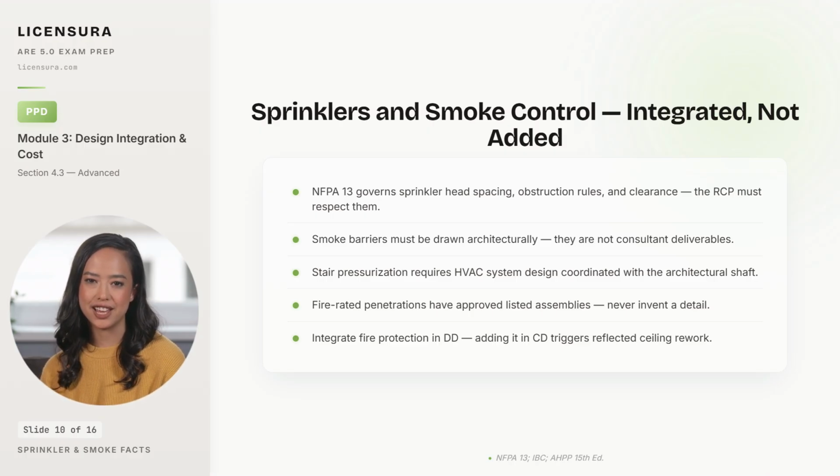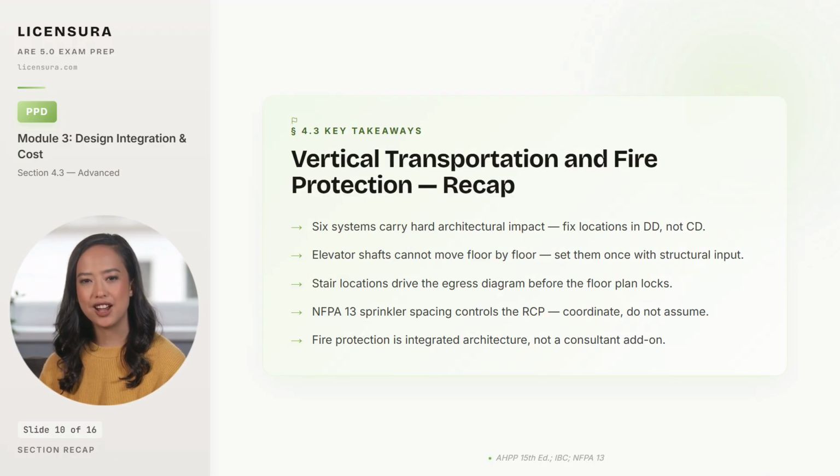5 takeaways tie the integration story together for the next DD review. 5 takeaways for the vertical transportation and fire protection integration framework. 6 systems each carry hard architectural impact: elevators, stairs, sprinklers, fire alarm, smoke control, and standpipes. And the architect has to fix every one of their locations in DD rather than CD, because moving any of them in CD produces cascading redesign costs. Elevator shafts cannot move floor by floor.